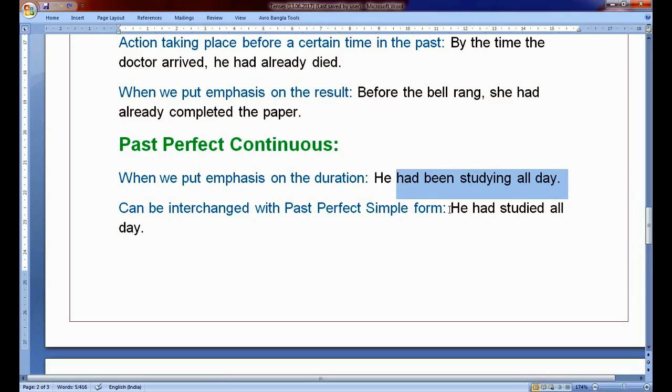We have written the same sentence in the past perfect simple form, which looks like he had studied all day. Now both the sentences have the same meaning. We have just interchanged the form of tense we have used. Now, moving on to the last section, which deals with the future tense.